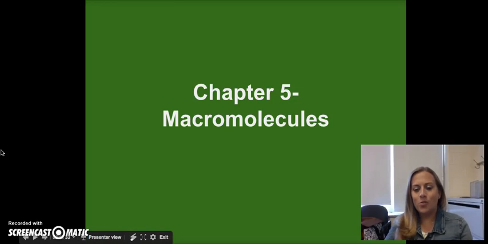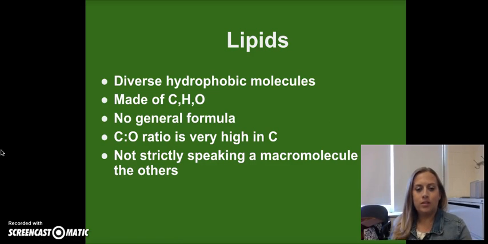Hey everybody, we are going to continue on today talking about the macromolecules, and we are going to get started with lipids. So lipids are a diverse group of hydrophobic molecules, meaning that they don't like to interact with water. Like carbohydrates, they are made of carbon, hydrogen, and oxygen, but unlike carbohydrates, they do not have a general formula.